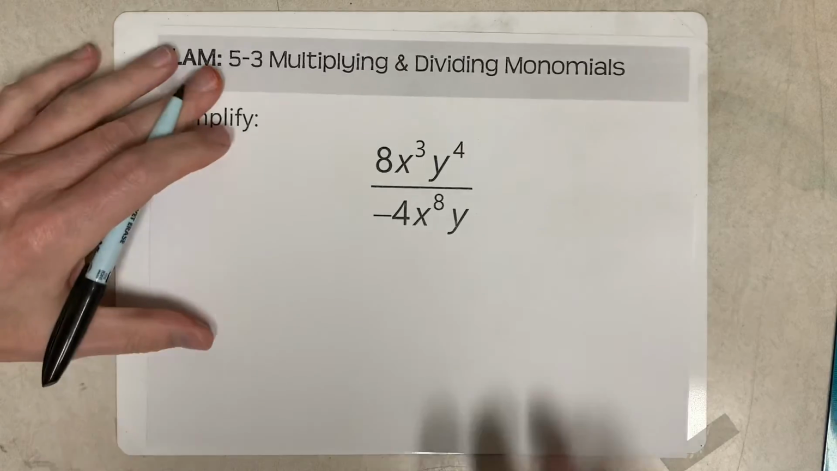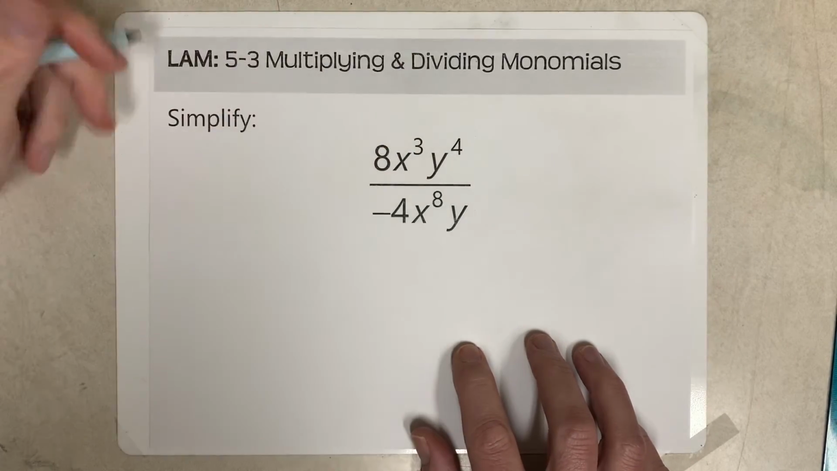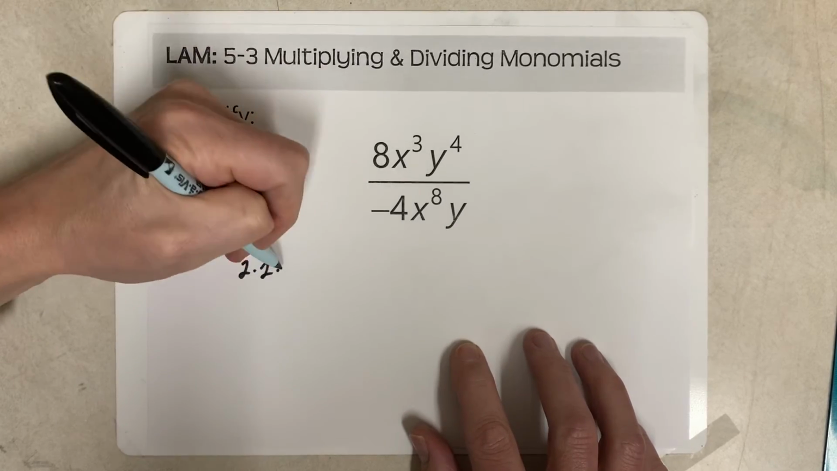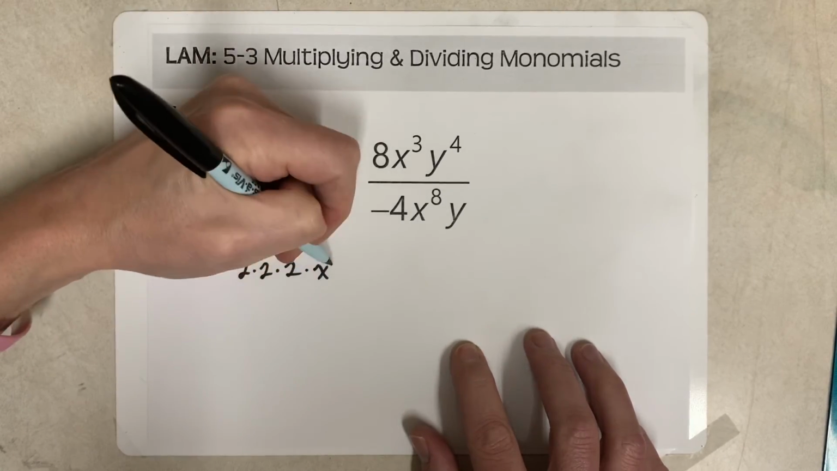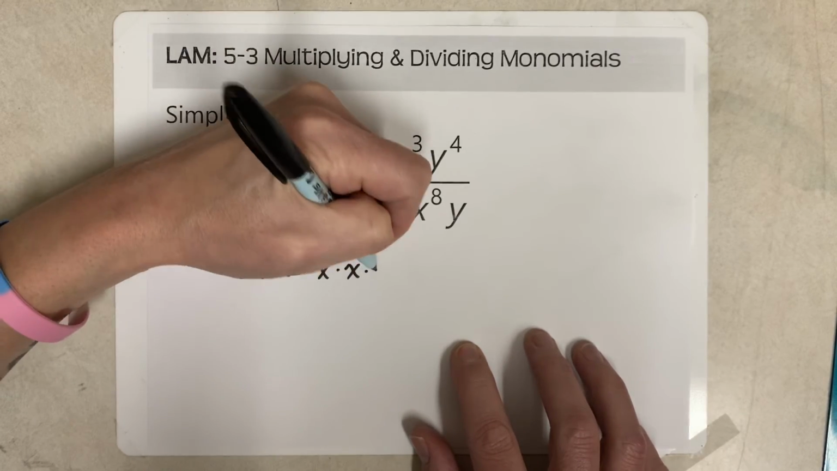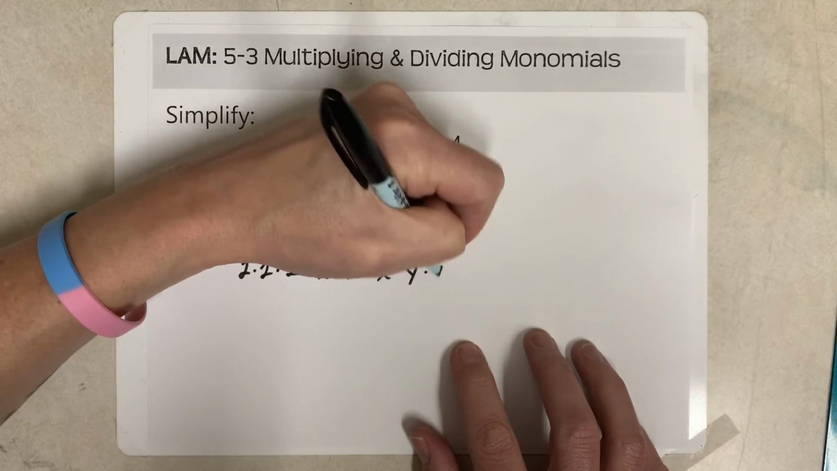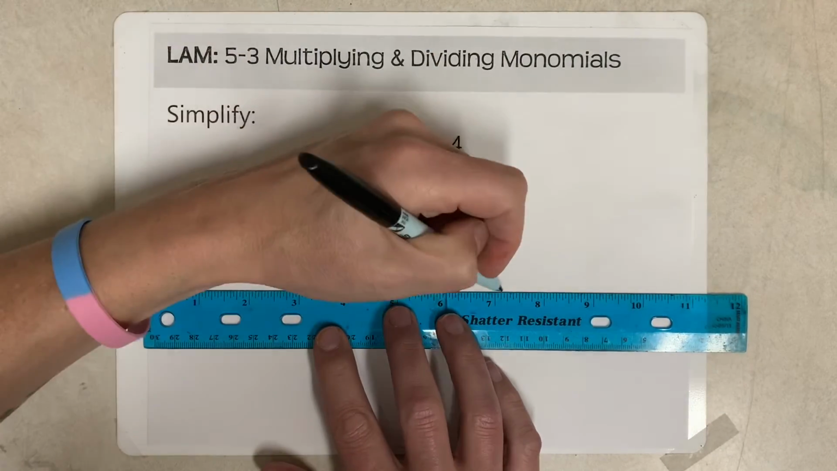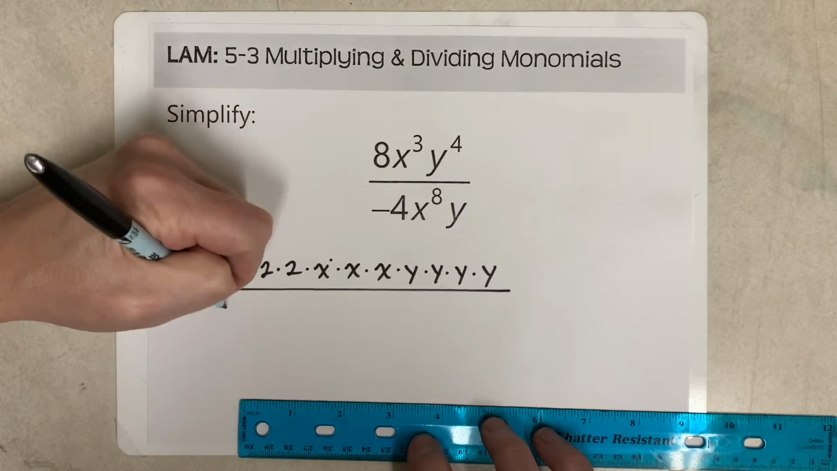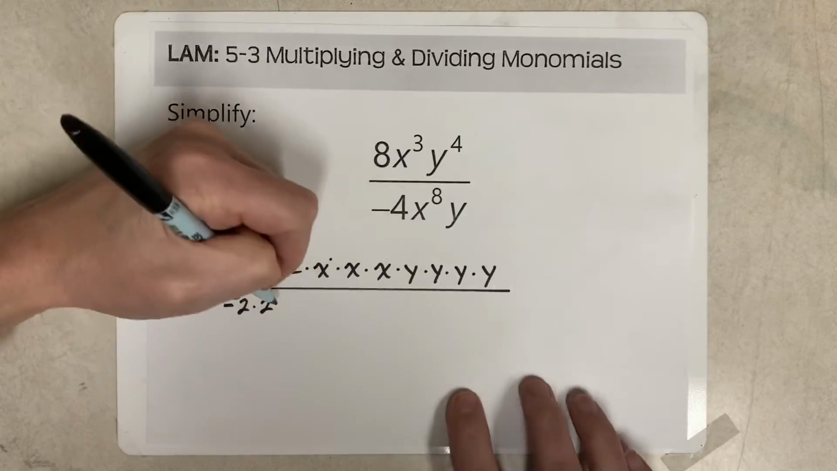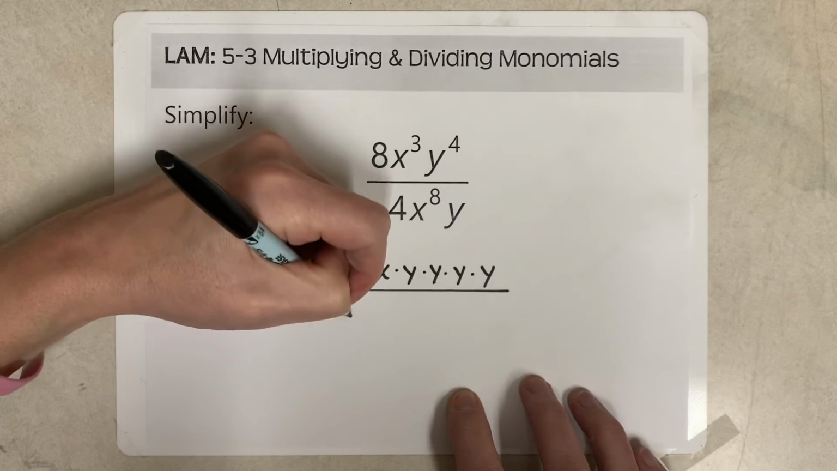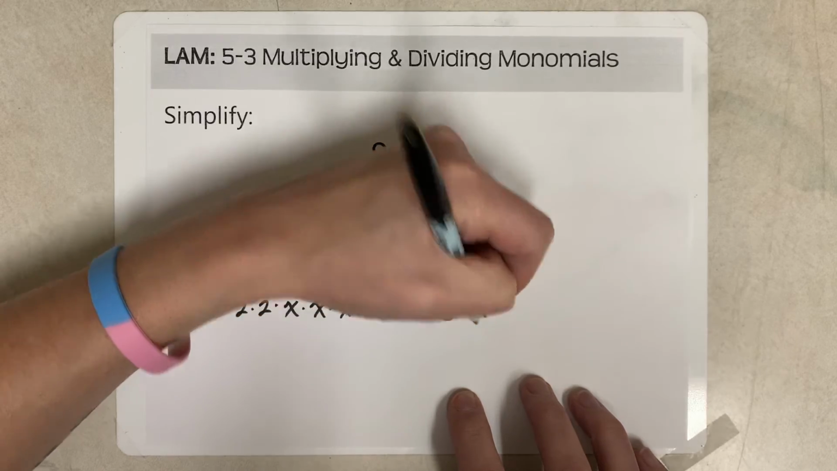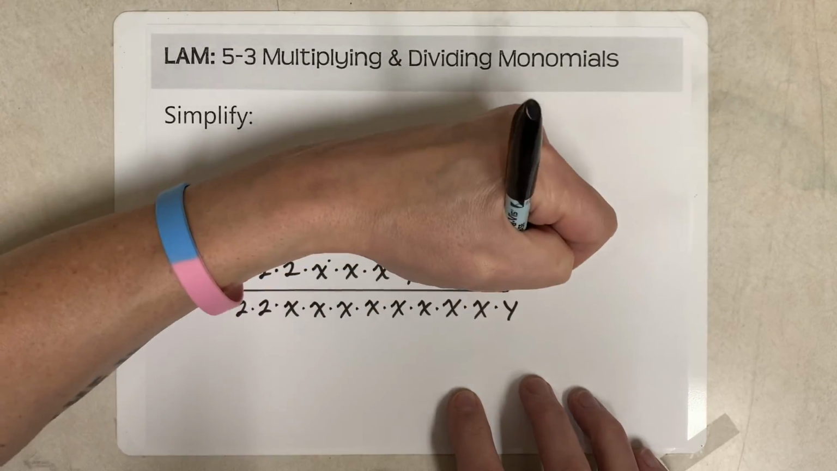Last one, 8x cubed y to the 4th. I'm going to do this one a little differently. 8 is 2 times 2 times 2. I'm going to break that down into the primes. 3 x's and 4 y's. Okay, down below, I've got a lot of stuff down there. Negative 4 is negative 2 times another 2. 8 x's, 1, 2, 3, 4, 5, 6, 7, and a y.